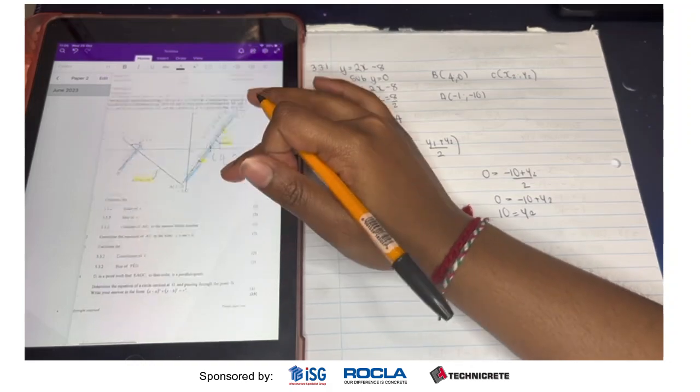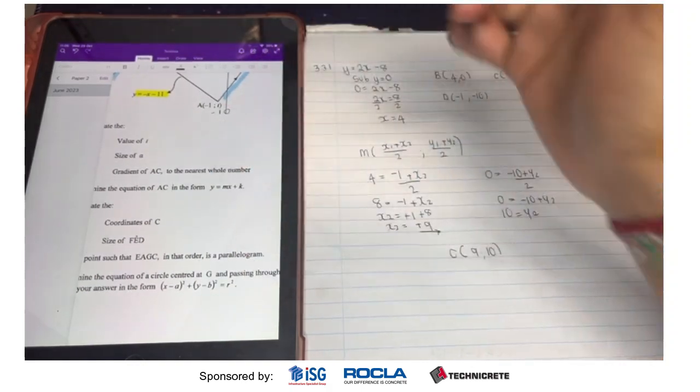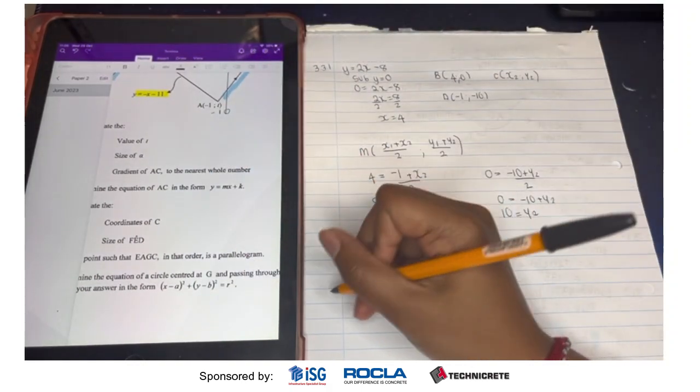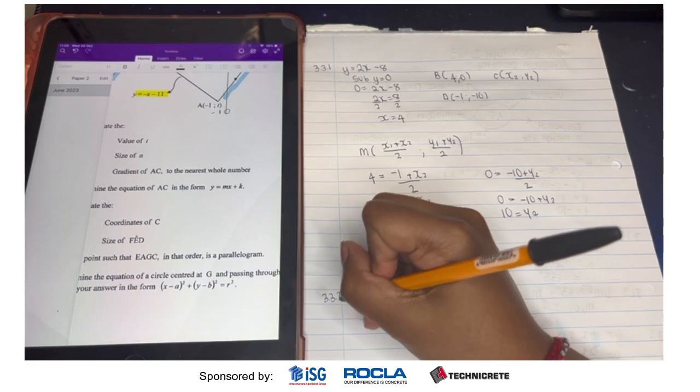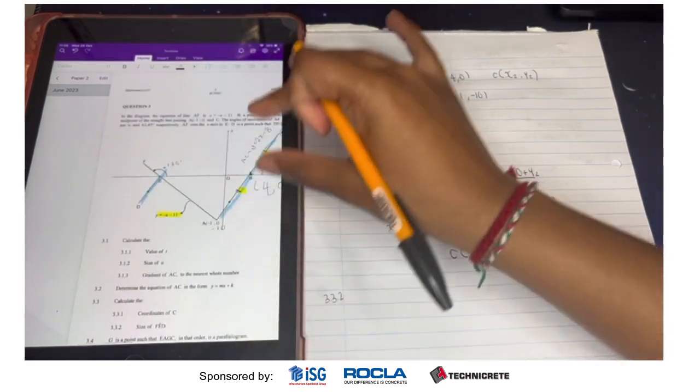Okay. Our next question says find the size of FED. Okay. So let's take a look here.